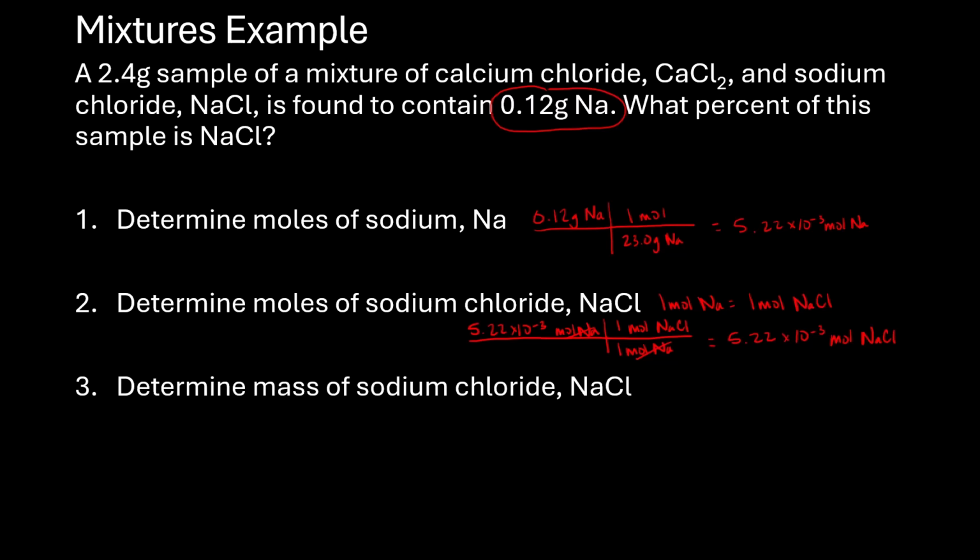Now, the next step is going to be to determine the mass of the sodium chloride, because now we don't know the mass of the sodium chloride that we had. We have the mass of the sodium, but not the compound sodium chloride. So if we have moles, we can go from moles to mass. So we're going to start with our 5.22 times 10 to the negative 3rd moles of sodium chloride that we know that we have. And we're going to go ahead and try and figure out the molar mass of sodium chloride, which we're going to add up from the periodic table.